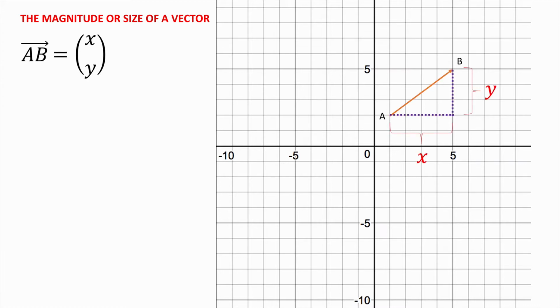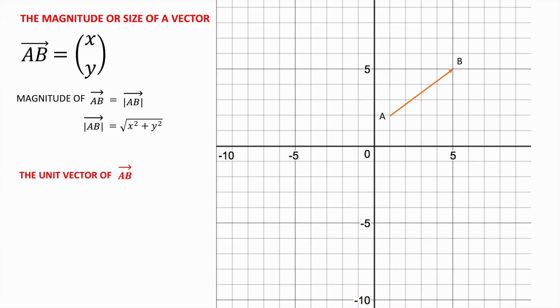The magnitude or size of a vector. If I have a vector AB and it is denoted as (x, y), then the magnitude of AB is denoted as the modulus of AB, and the modulus of AB is given as the square root of x squared plus y squared. Again, if you notice, this is the formula for finding the hypotenuse in Pythagoras' theorem.